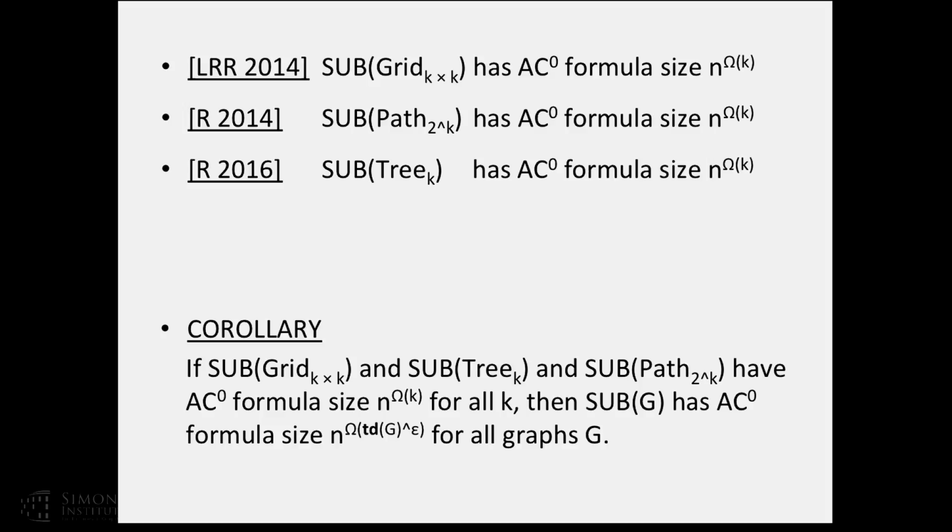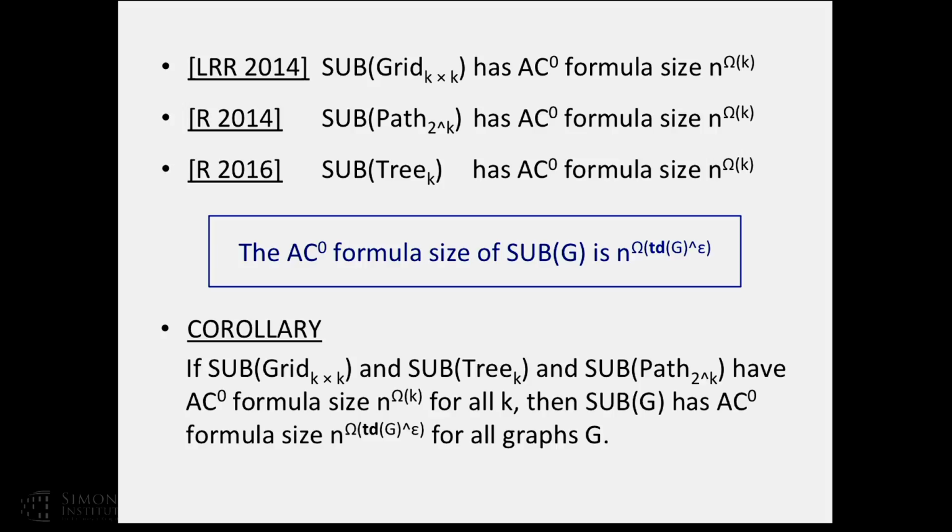The lower bound on the AC0 formula size of grids already comes from the circuit size lower bound in the joint work with Lee and Rasparov. The result for paths was proved in this previous work from 2014. And then the new ingredient on the circuit complexity side is showing that we also get a bound on the subgraph isomorphism problem with respect to complete binary trees. Okay? And so as a corollary, we get this result here.